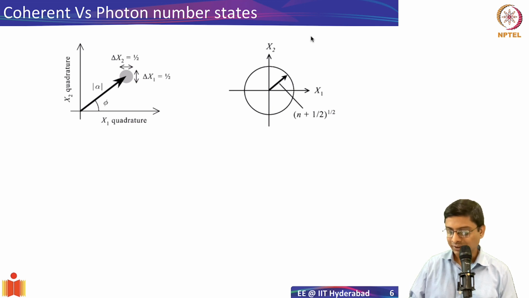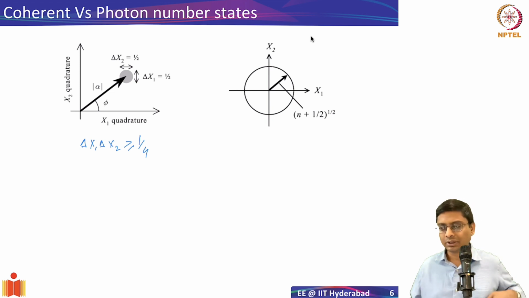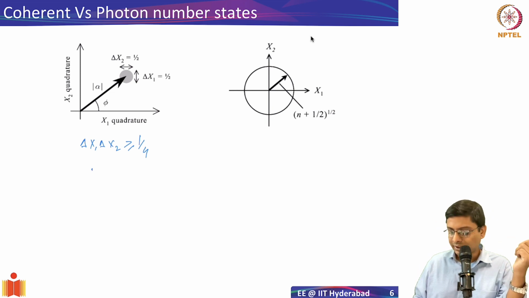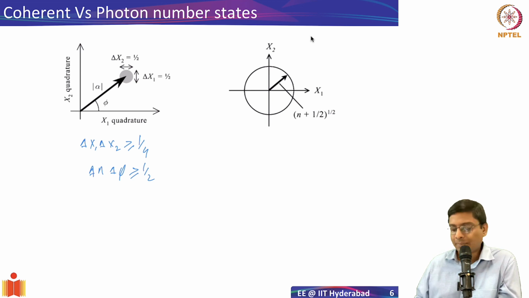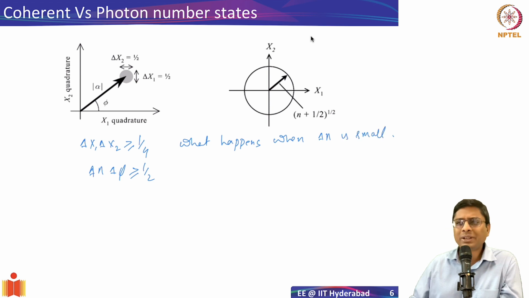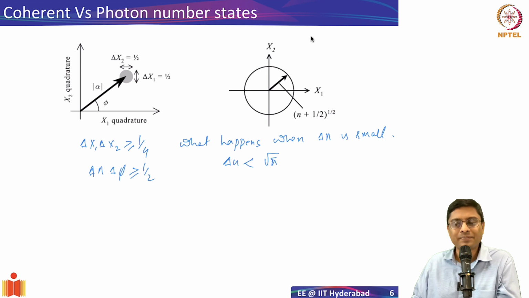The picture on the left is what we have seen many times now. So basically this uncertainty relation delta x1 delta x2 is greater than or equal to 1/4. If it's a coherent state, it's equal to 1/4. We also have delta n into delta phi should be greater than or equal to half. Right? Now the question is, what happens when delta n is small? What do we mean by small? Let's make it, delta n is smaller than square root of n.